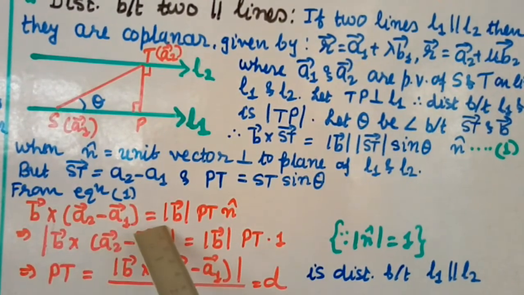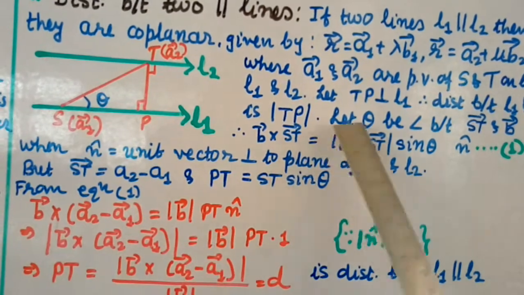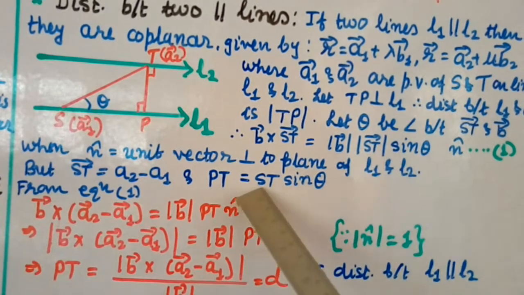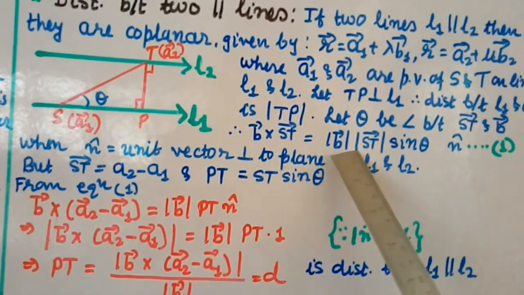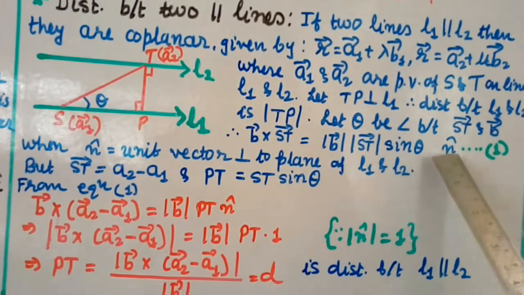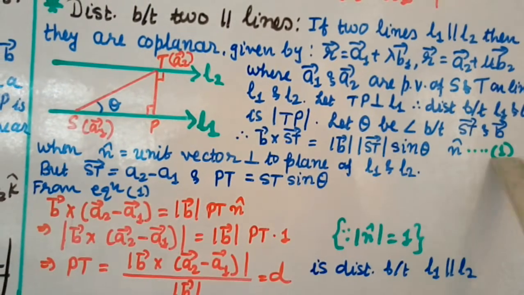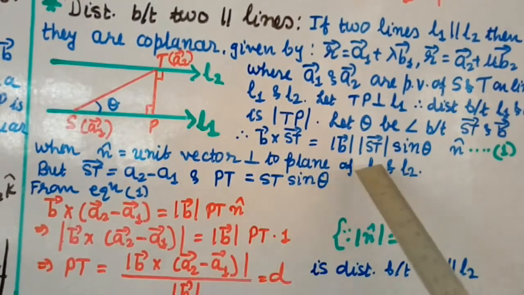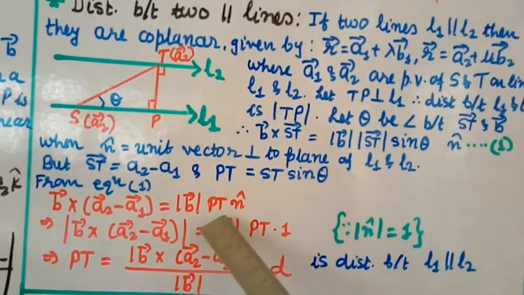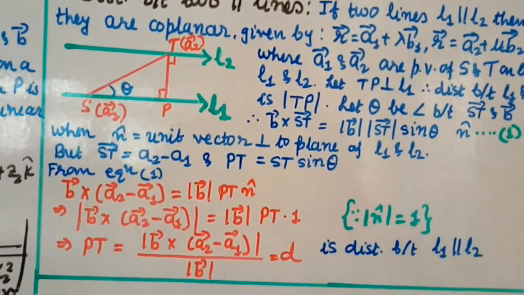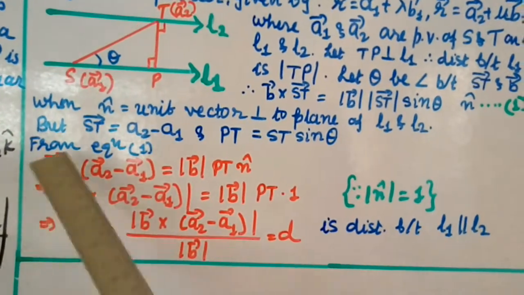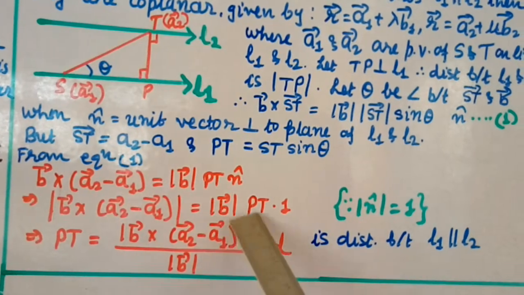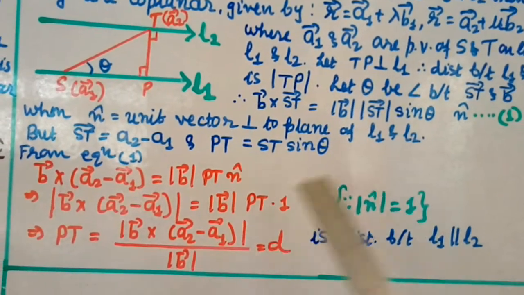So B cross (a2 minus a1) equals B times, and instead of ST sine theta we can put PT, with n cap as it is. So taking equation 1, placing this value of ST, and putting PT for ST sine theta. Now we shall take the magnitude on both sides. So the magnitude of B cross (a2 minus a1) equals the magnitude of B, times the magnitude of PT, and the magnitude of n cap will be 1 because it is a unit vector.